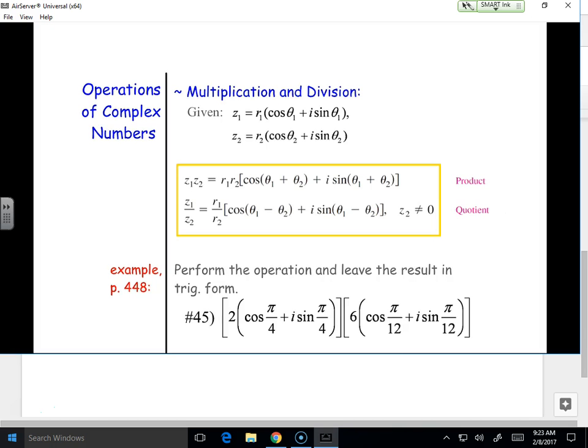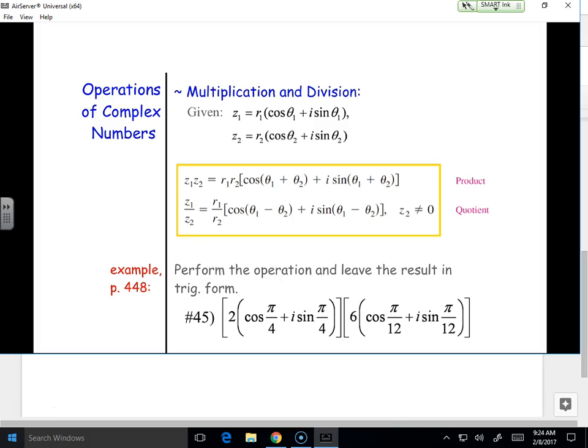To multiply and divide complex numbers, we have to have it in trig form. Now, adding and subtracting complex numbers, we've already done that. Combine the A's, combine the B's, you're done. Combine like terms. But to multiply and divide complex numbers, we actually need it in trig form.